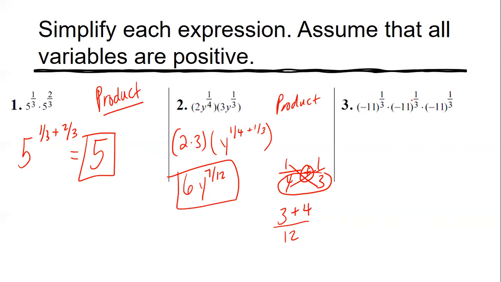Do you think product rule changes just because there's 3 of them? No, it does not. It still means I'm just going to add them all 3 together. Does that make sense? How would you do the cross multiply that? Would I need to? Probably not. Are my denominators different? So is there a need to cross multiply? So we have negative 11 to the 1/3 plus 1/3 plus 1/3. What does that equal? 1. So the answer is just simply negative 11.